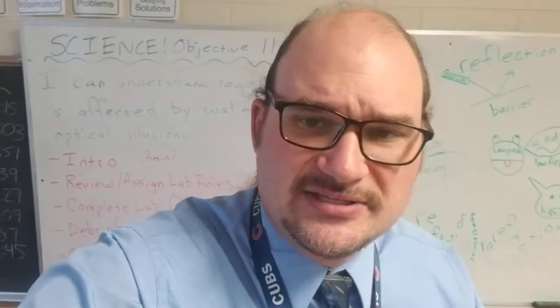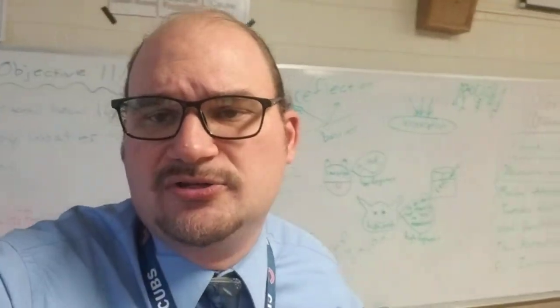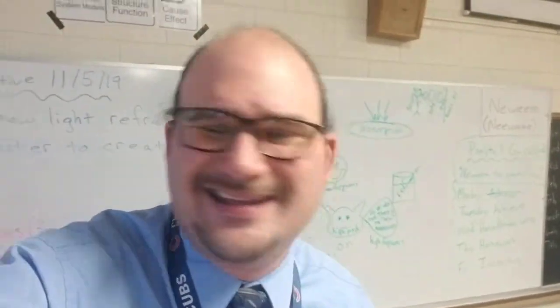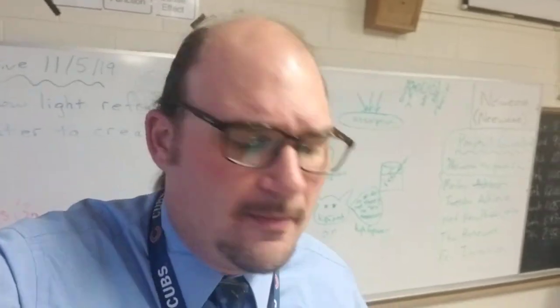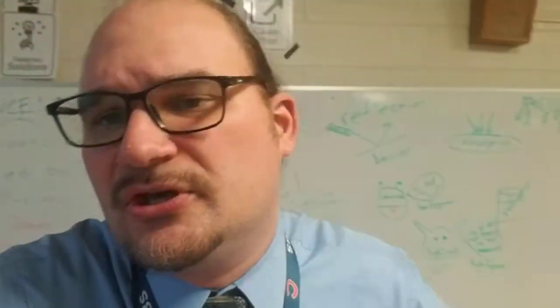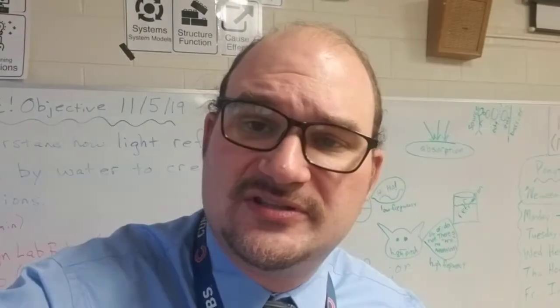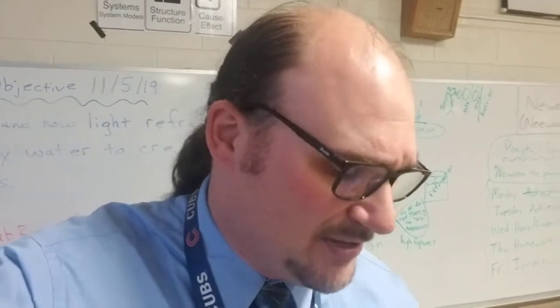A couple key things that I want to point out to you right here. Front of the lab looks like this. It's the side with 2 boxes. Back of the lab is the side with all the big lines. So we're going to try to do the front first and then go to the back. It doesn't really matter which order you do it in, but I want you to follow along that way simply because then you get to the conclusion at the end. The conclusion asks you to consider what happens to a refracted wave. It's the thing we're discussing today. And to be specific and use details from the lab in your answer.